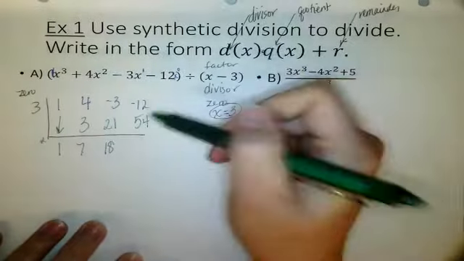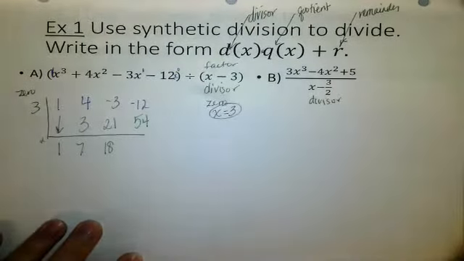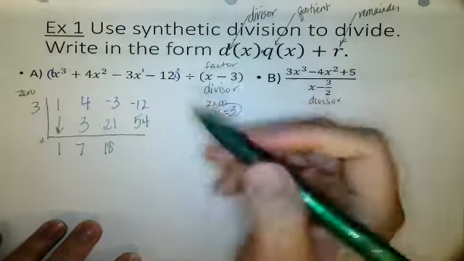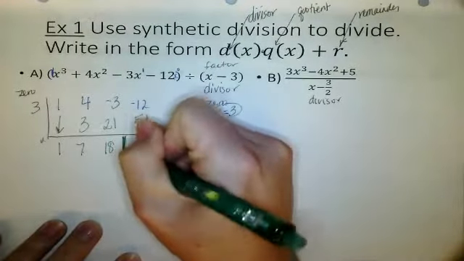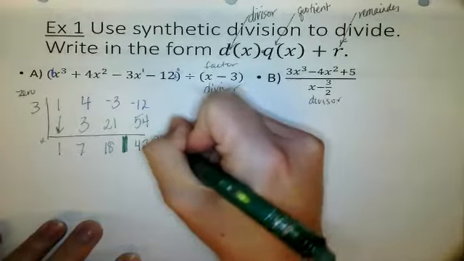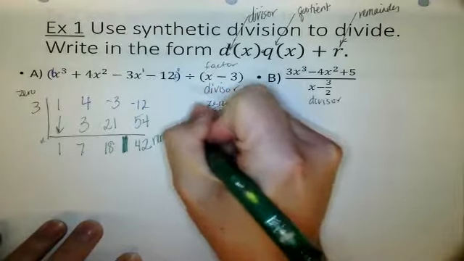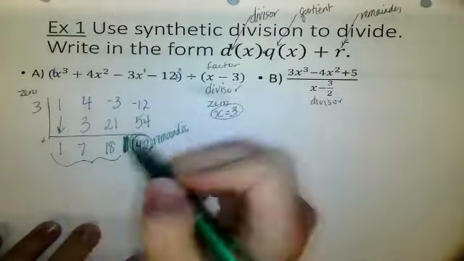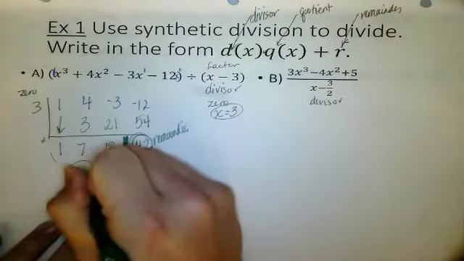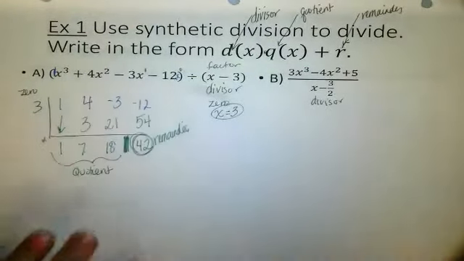Very good. And then you combine, and this is, you get out your calculator because crazy numbers. 42. Very good. Always, always, always, the last number is the remainder. All right, so this is a remainder of 42. This 1, 7, and 18 is the quotient in simplified form.